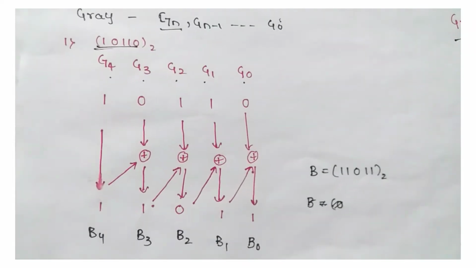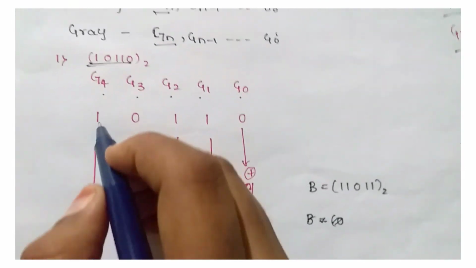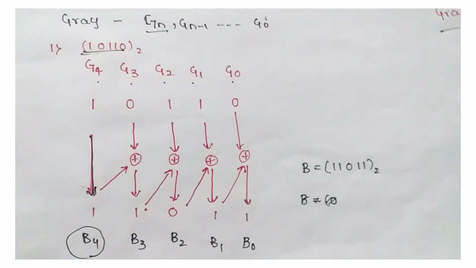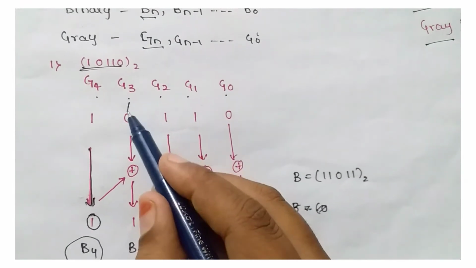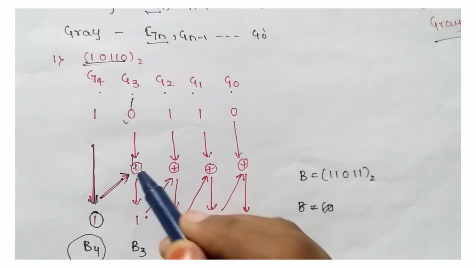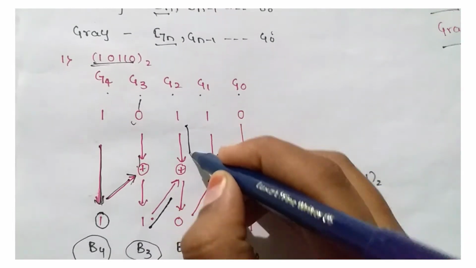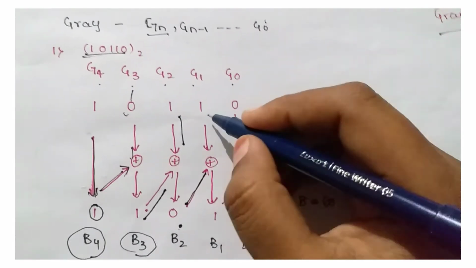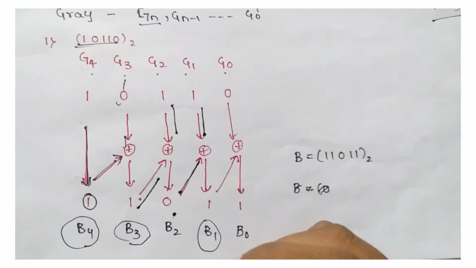A small difference between binary to gray and gray to binary is, first we take this directly as the binary value b4, and the result of it and z3 we add these two values. We get b3, and the result of this and the z2 value we get b2. In the same way, we add the result binary value and the next gray value to get the next binary value.